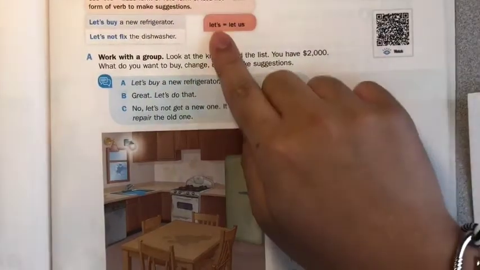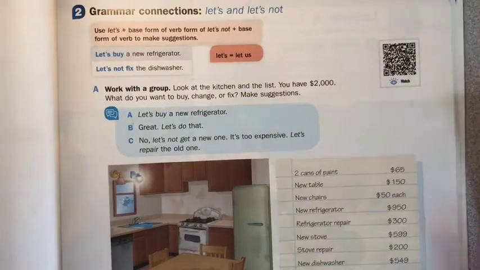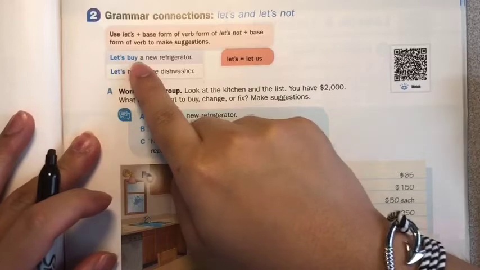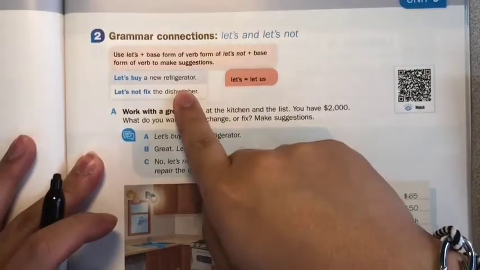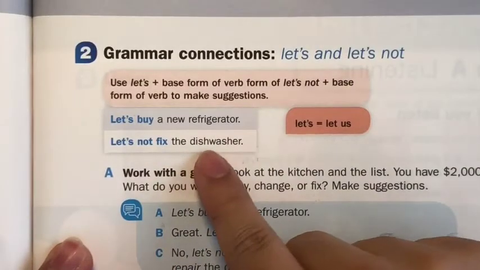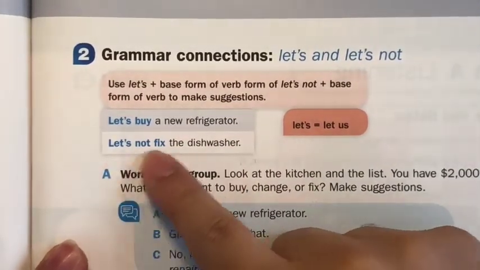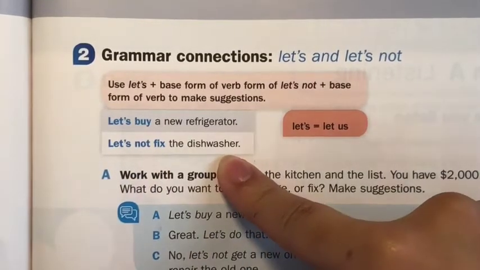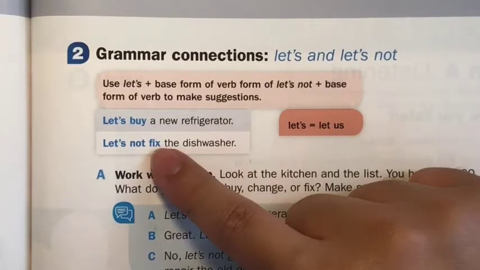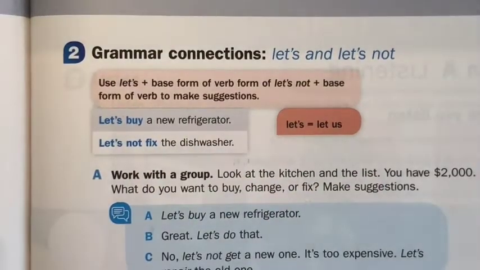So let's look at the book. Let's look at the book. Here we say, let's buy a new refrigerator. This means I want us to buy a new refrigerator. We should buy a new refrigerator. Let's not fix the dishwasher. I don't want us to fix the dishwasher. We should not fix the dishwasher.